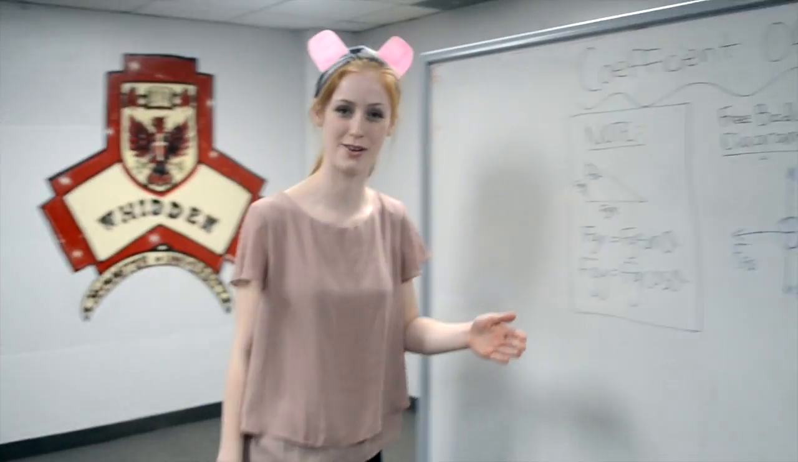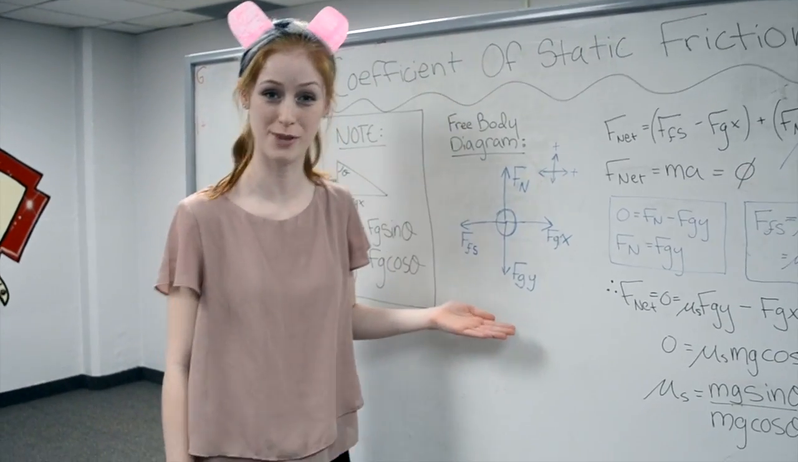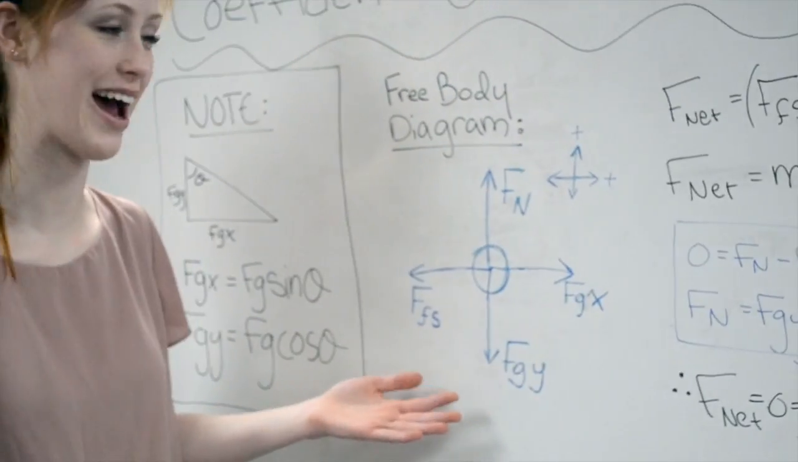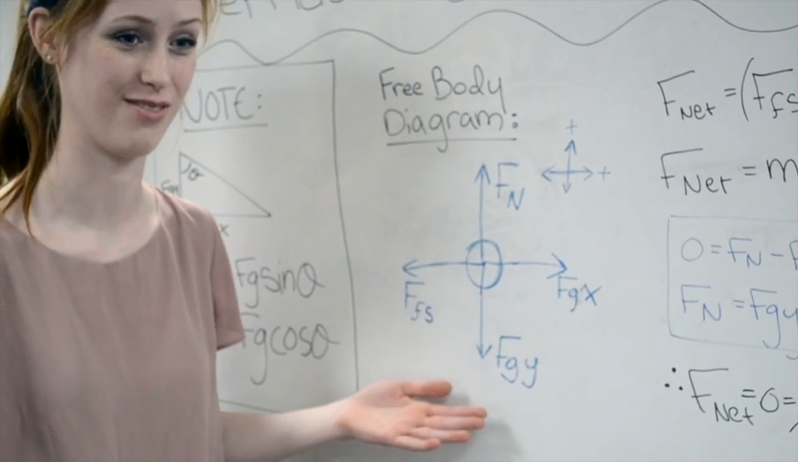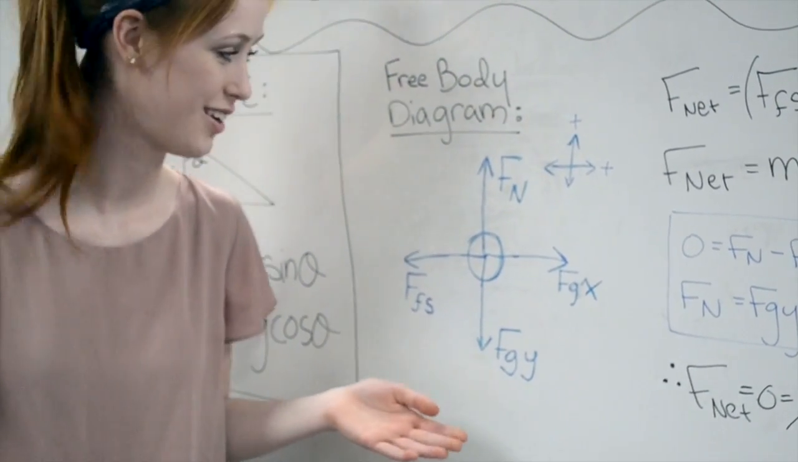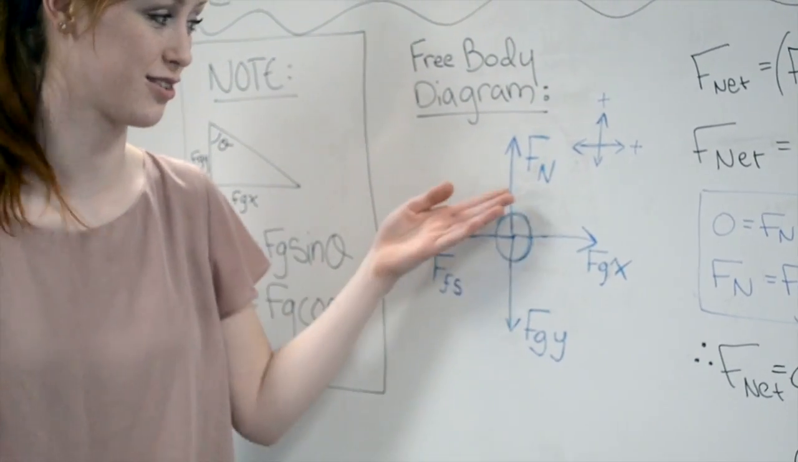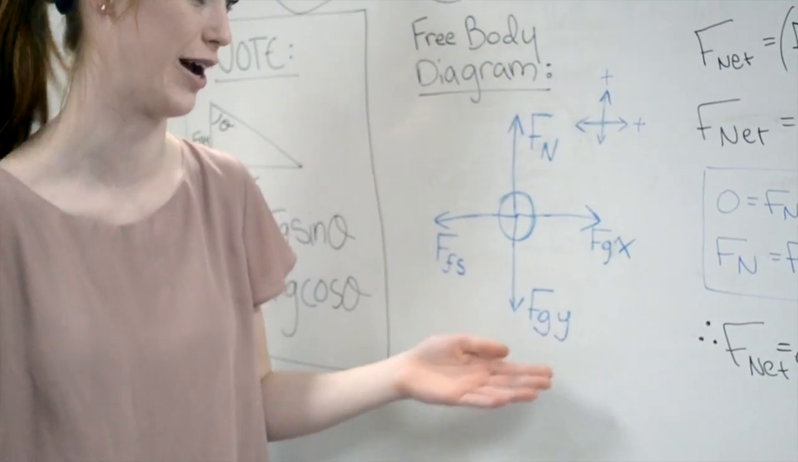Alright, so if you follow me over here, you can see from this free body diagram that the only forces acting on the textbook as it's moving down, or as it's stationary on the ramp, are the force of static friction, the normal force, as well as the gravity in the x and the y direction.